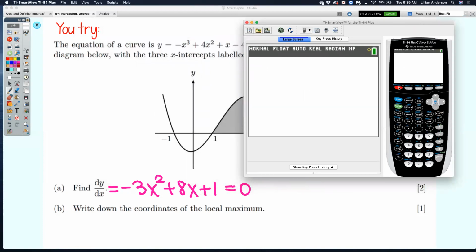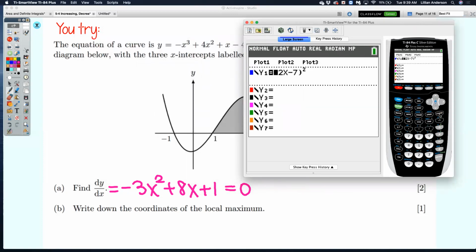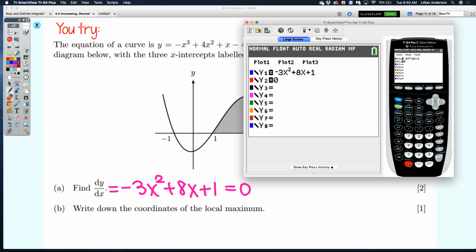Go into your graphing feature. So go into y equals, plug the left side into y1, right side into y2, and see where they intersect to find those x values. Okay? So I'm going to plug in -3x² plus 8x plus 1, and then I'm going to plug 0 into y2, so that way I can see where those two intersect. Okay?